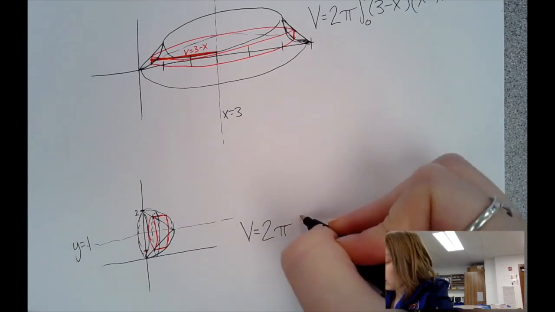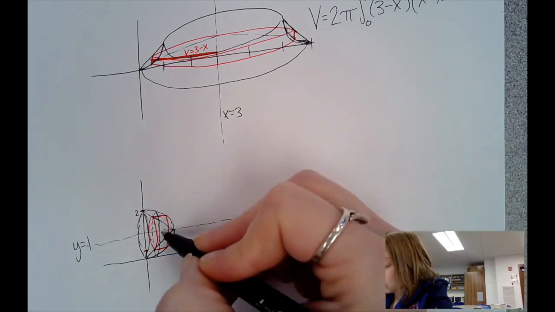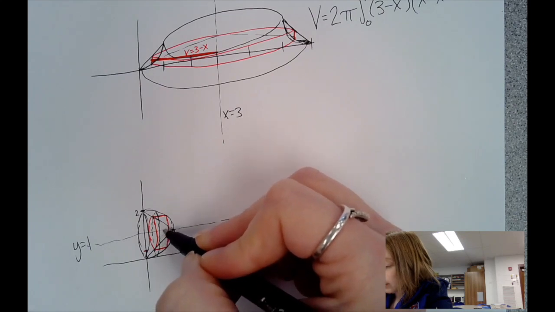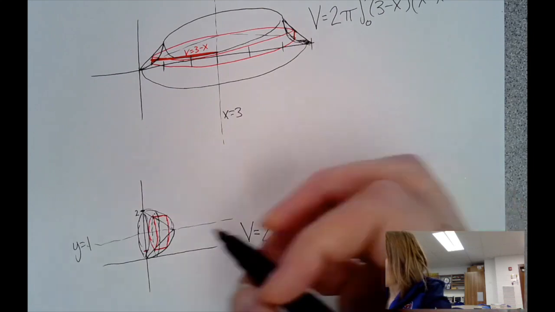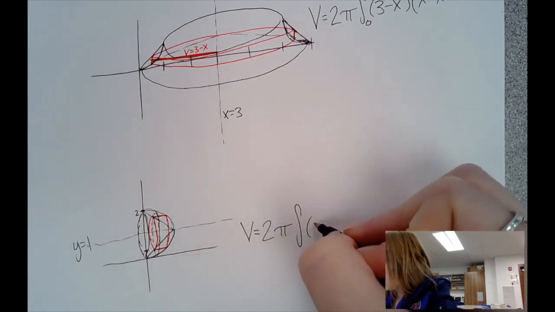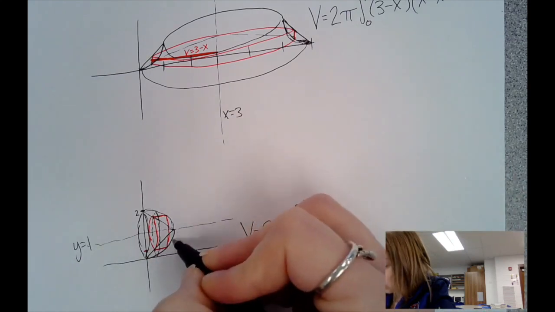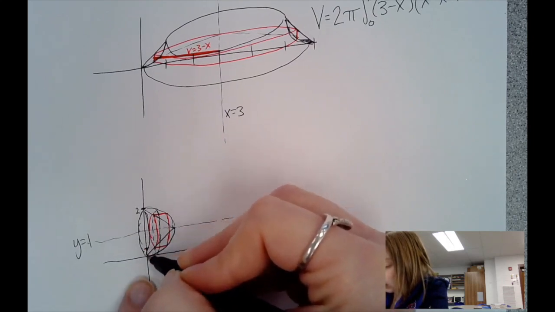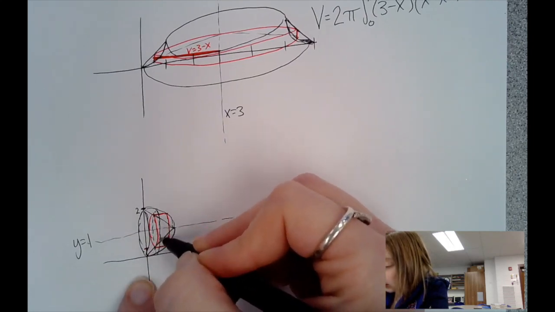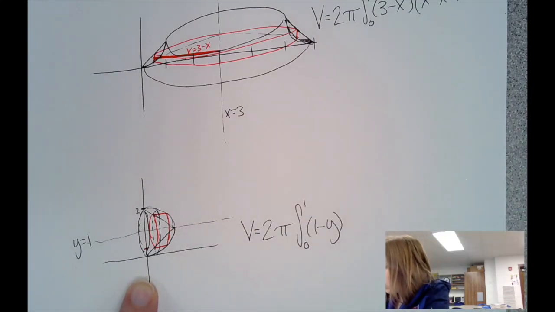2 pi can come out of our integral. Then we need the radius. The radius here is going to be from our axis to our curve. We have all these different radii all along here. So it's going to be 1 minus y. y is going from 0 to 1, since our original shape in the y direction went from 0 to 1. So we're doing 1 take away y. Up here is where we're doing 1 take away the 0 part, and then they just get smaller and smaller until we get to 1 take away nothing. So we've got 1 minus y.